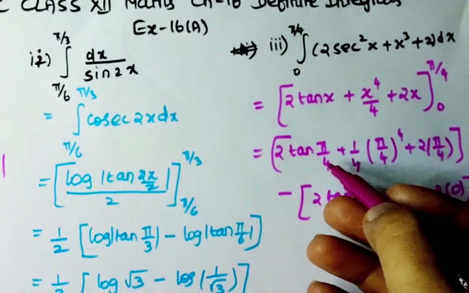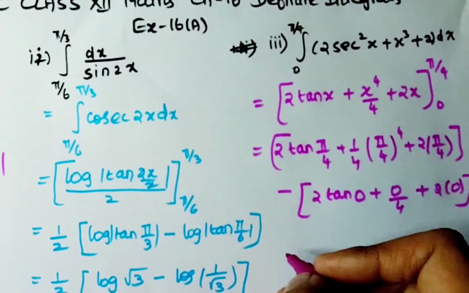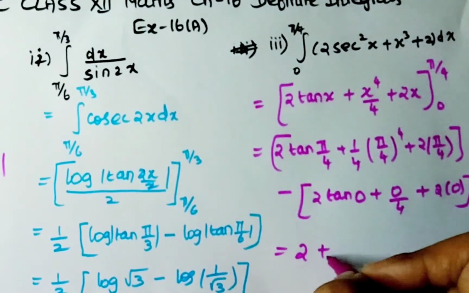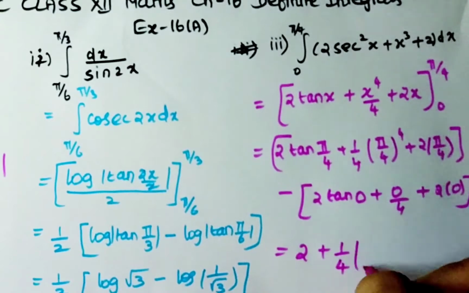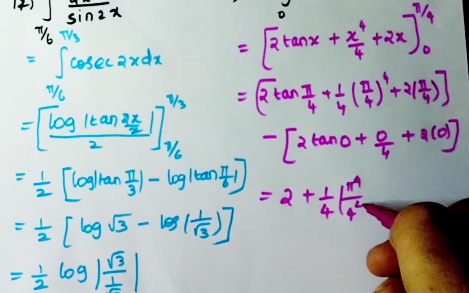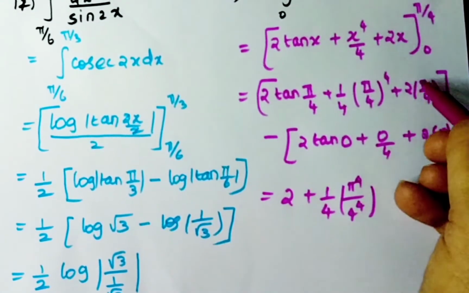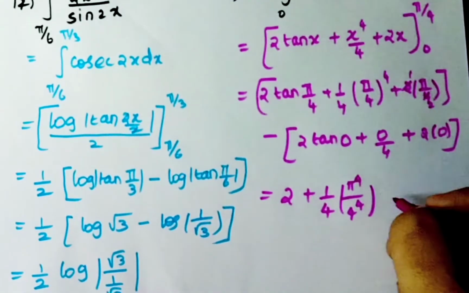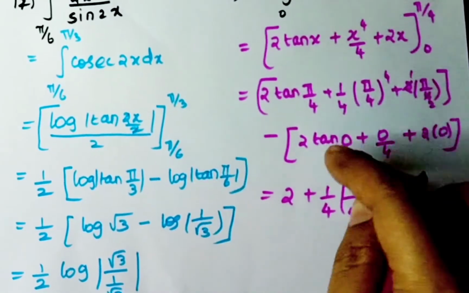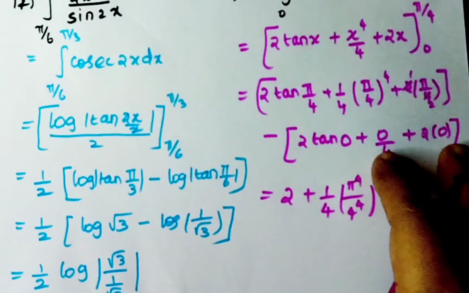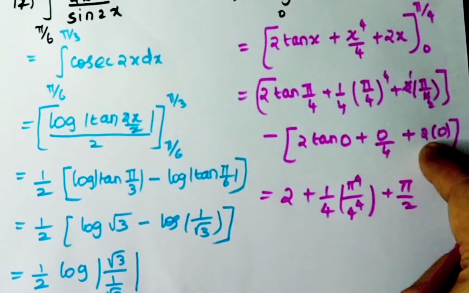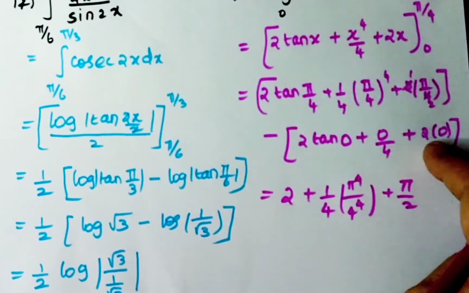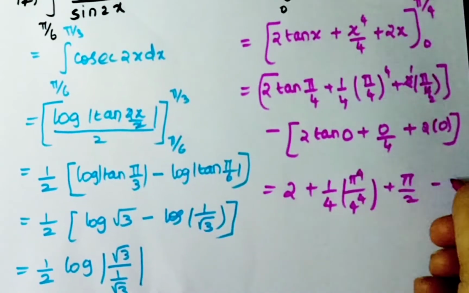When we solve, tan 45 degree is 1. 1 into 2 is 2 plus 1 by 4 into pi by 4 the whole power 4. Here this gets cancelled, that is pi by 2. Tan 0 is 0. These two are 0 by any number is 0. 0 into any number is 0. So the whole lower limit value will be 0. Isn't it?